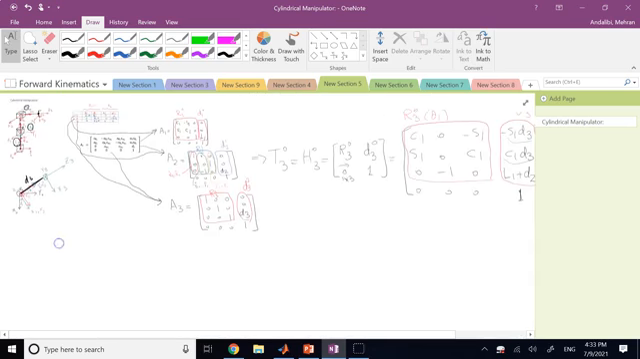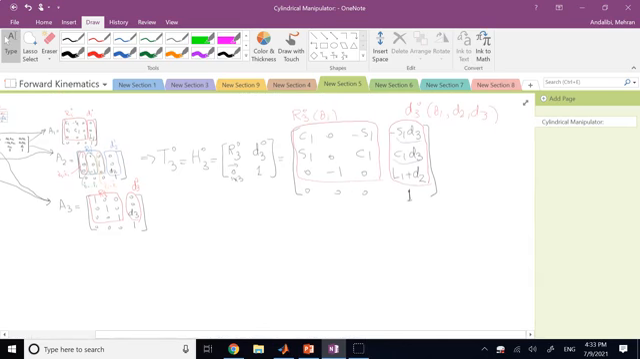Okay, so here we have seen the cylindrical manipulator, the forward kinematics equations for it, the rotation matrix as a function of joint variables, and the displacement vector for the end effector with respect to the base as a function of the joint variables. Good.